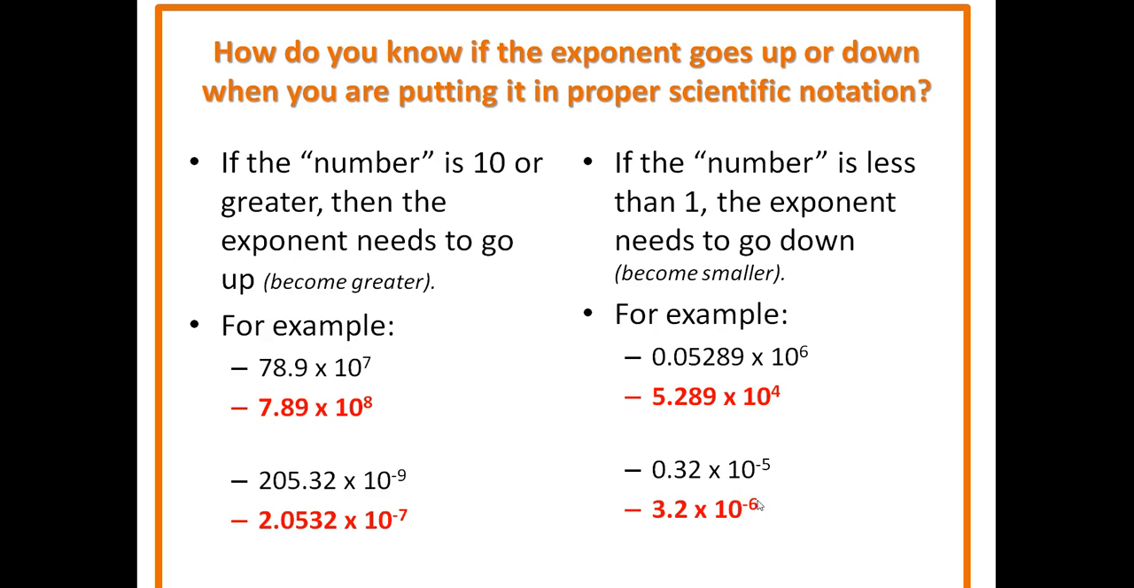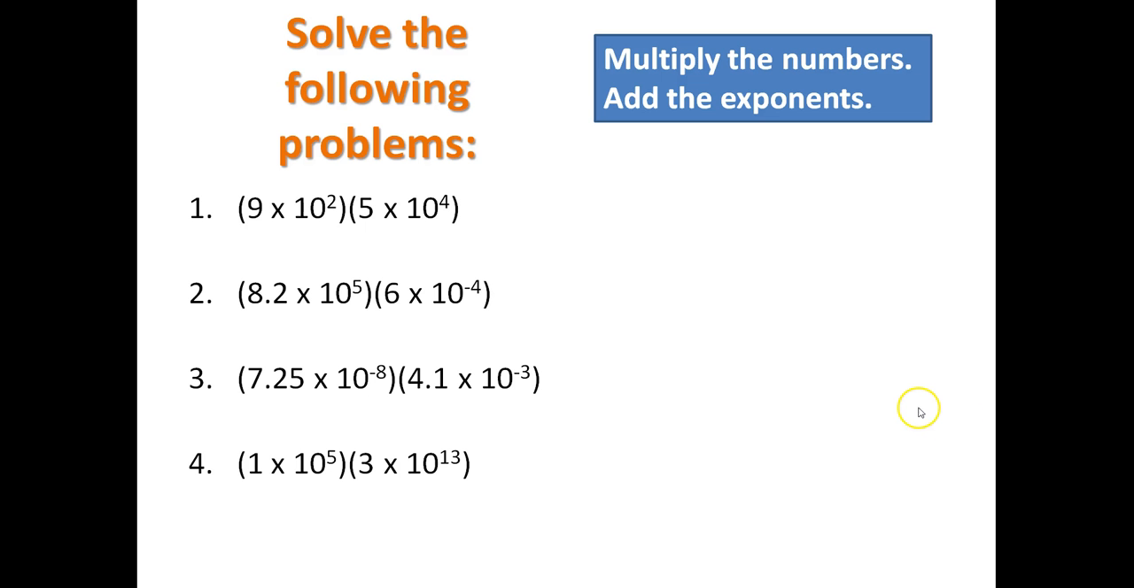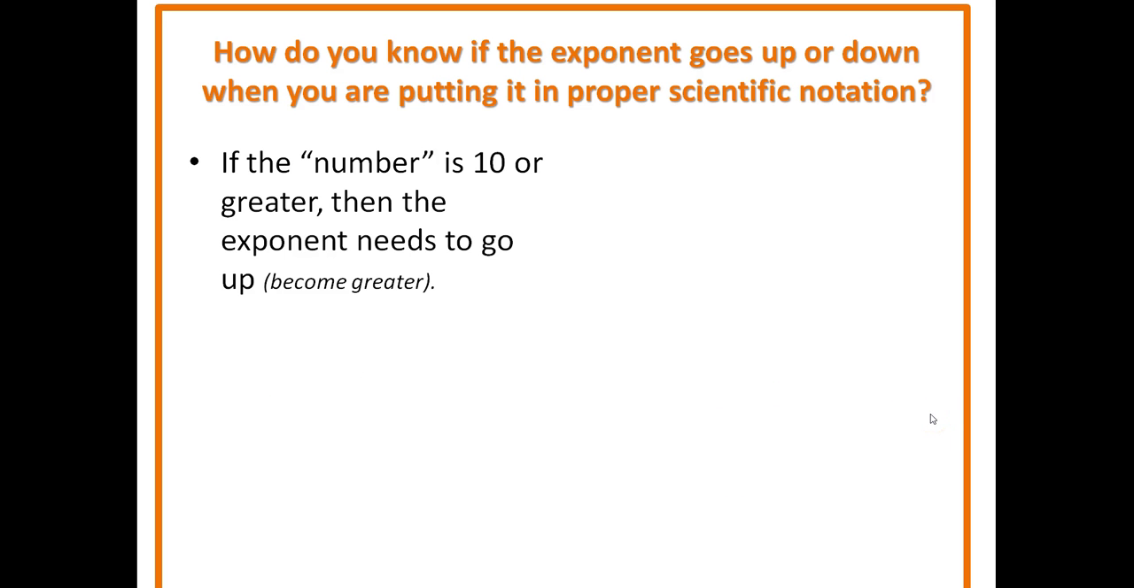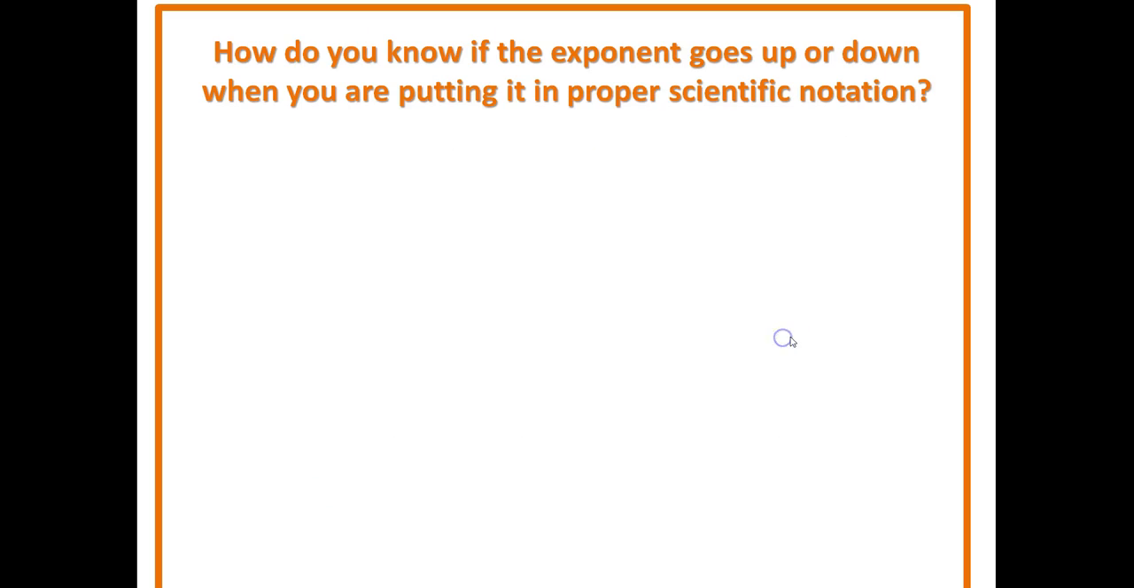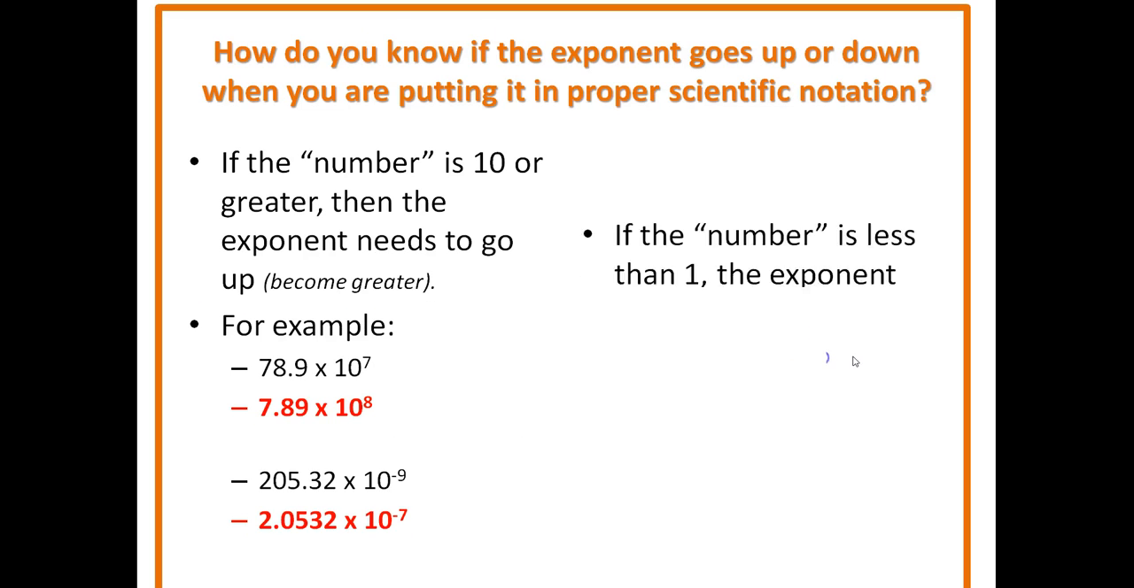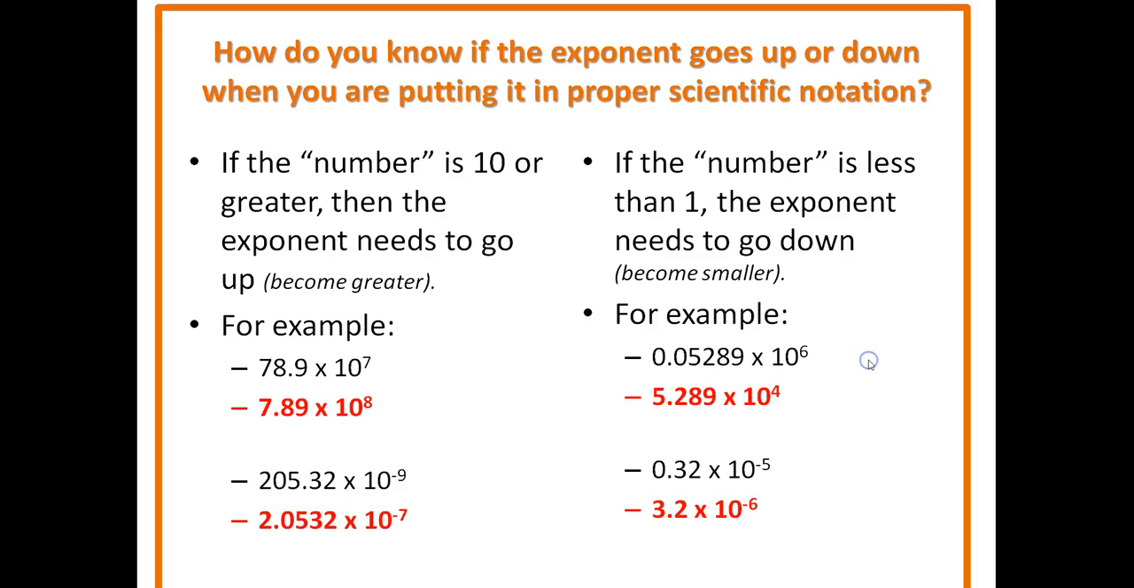All right, so now that we got that out of the way, we can save this information. That's good. So how do we multiply and divide? Well, I told you how to multiply and divide. Here it is. So let's review. Multiply the numbers, add the exponents. Multiply the numbers and add the exponents. Then you go ahead and you put them all in proper form. And now we've covered proper form. How do you do it?